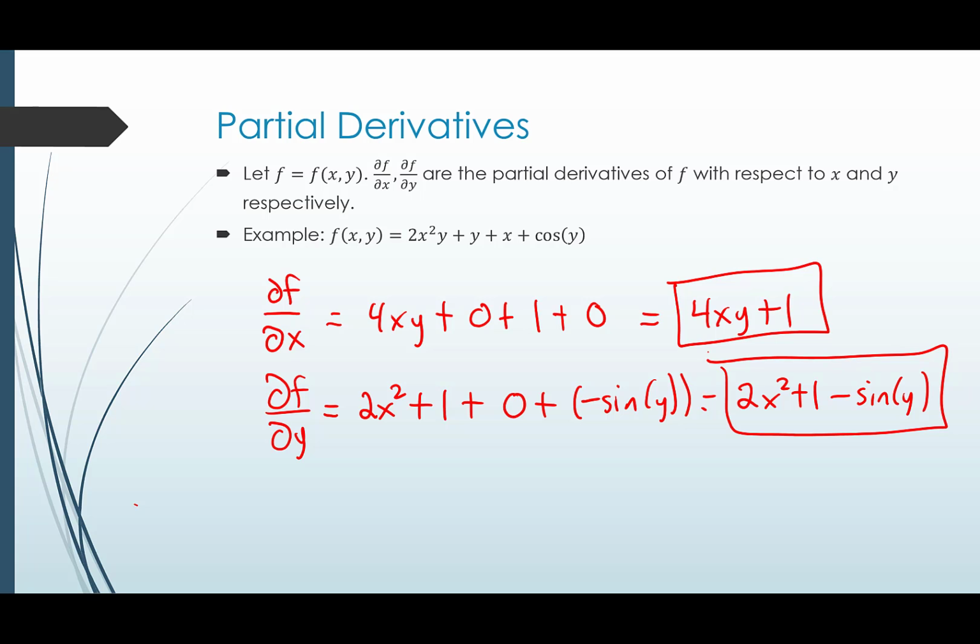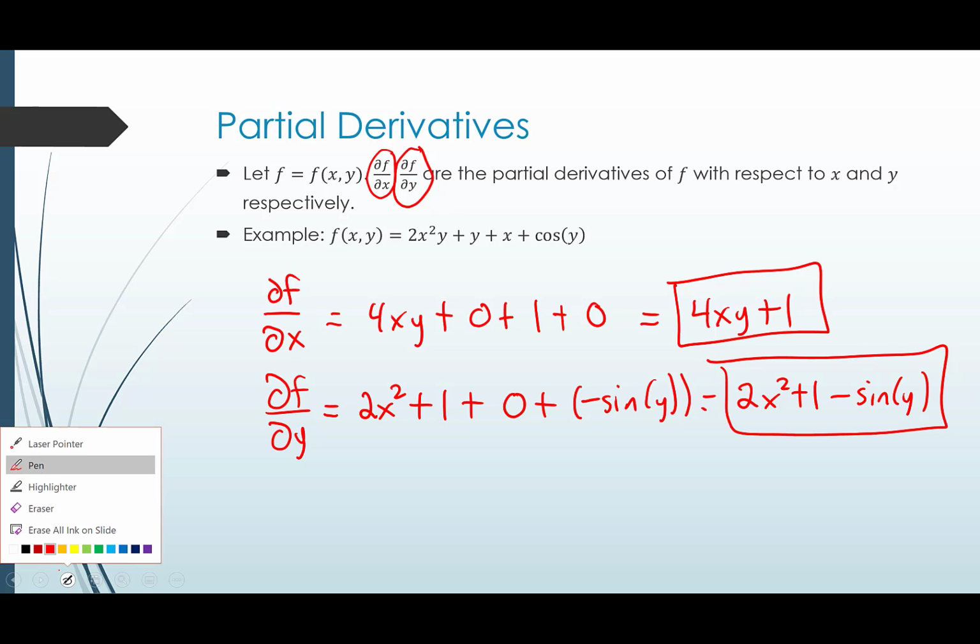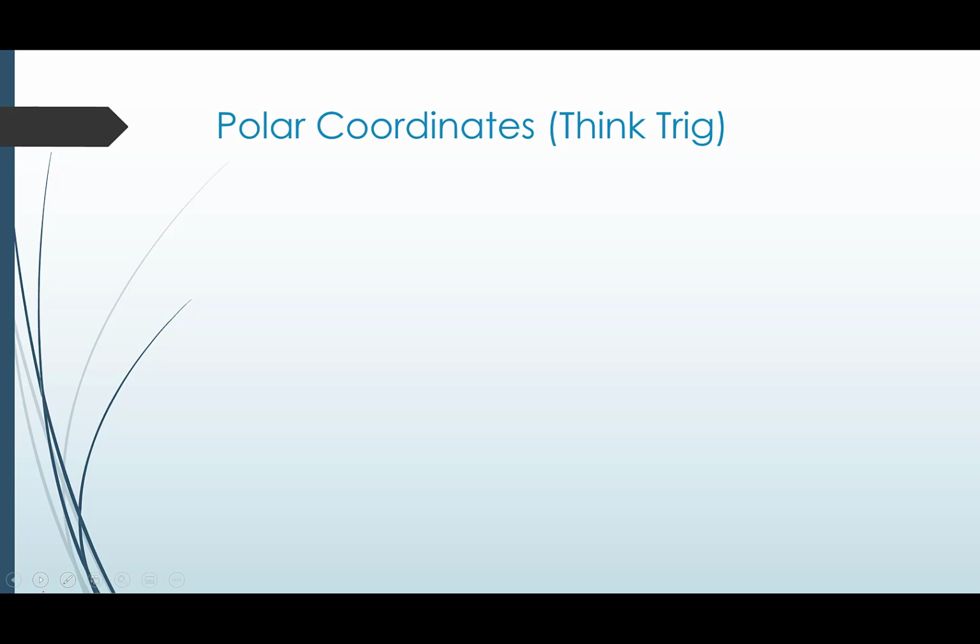Now, if you remember back in multivariable calculus, the reason we care about partial derivatives is that they give you a sense of what the function is doing in the direction of one of those variables. The partial of f with respect to x tells you how the function is moving as you go in the direction of the x-axis. Df dy is what your function is doing with respect to the y-axis. So it's giving you what the function is doing in those directions.